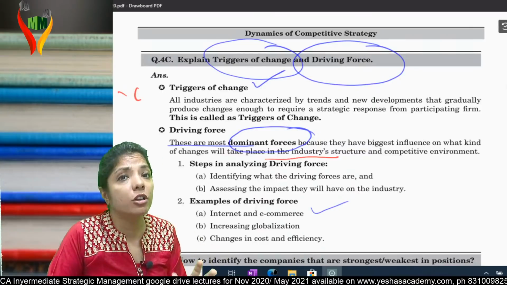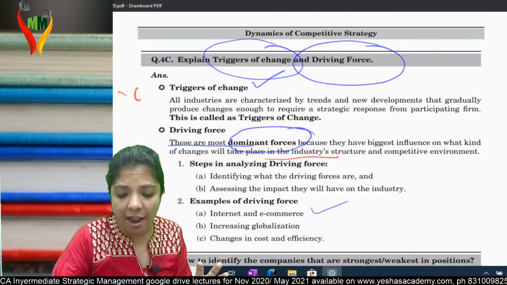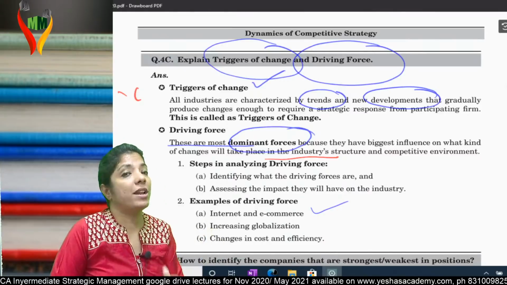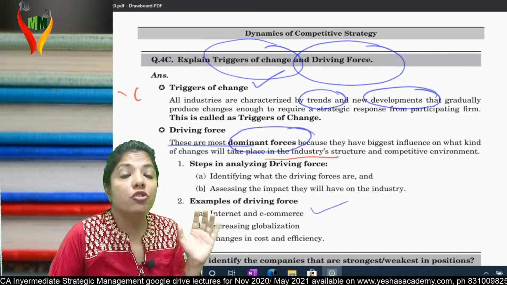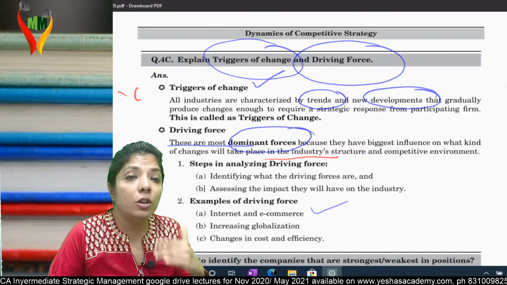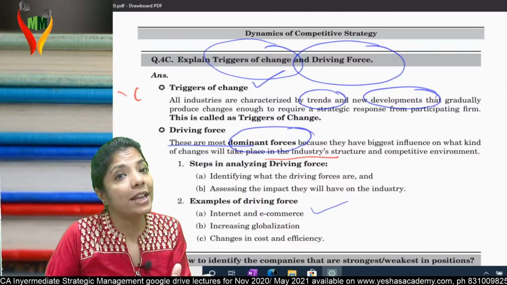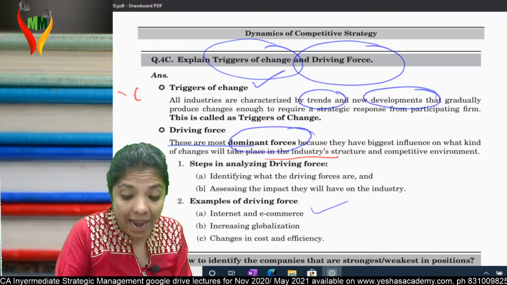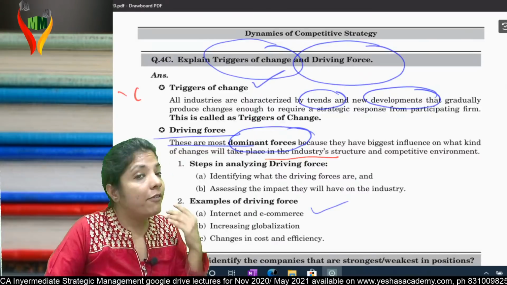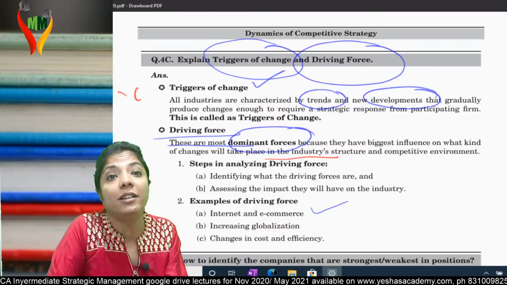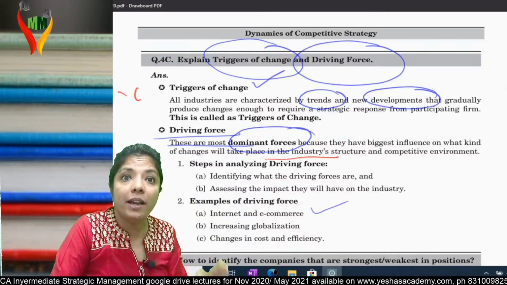Next, triggers of change. What is a trigger of change? See, all industries have new trends and developments. A trigger of change is saying that you do not need to change immediately, but you can change gradually. See, when I say driving force, you have to adapt to it immediately.